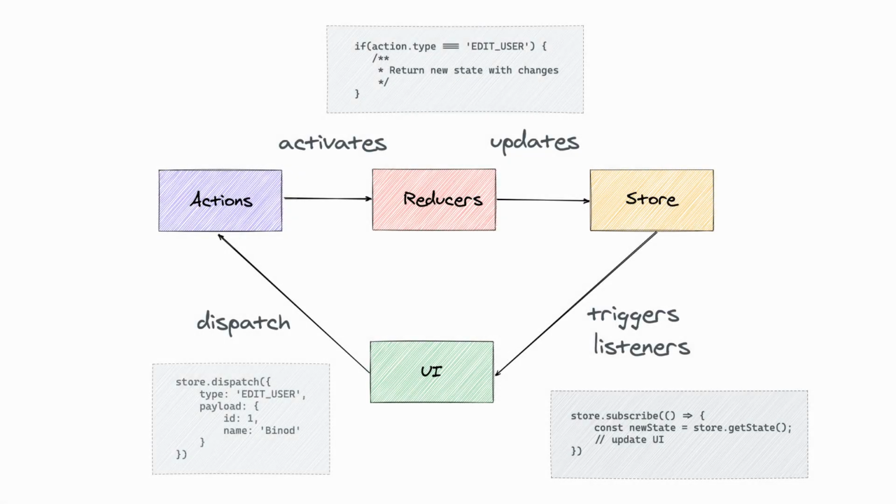Let's understand this with a simple example. Suppose I have a list of users in my store. If I want to update the name of a given user, I can dispatch an action, something like edit user, and then I can provide the minimum amount of information needed to update the user. In this case, I need to provide the user ID to identify which user I want to update and the changes, the name of the user. Finally, inside the reducer, we check for the edit user type action and make the state changes. Our store gets updated and all the subscriptions in the UI get triggered, and hence the UI gets updated.